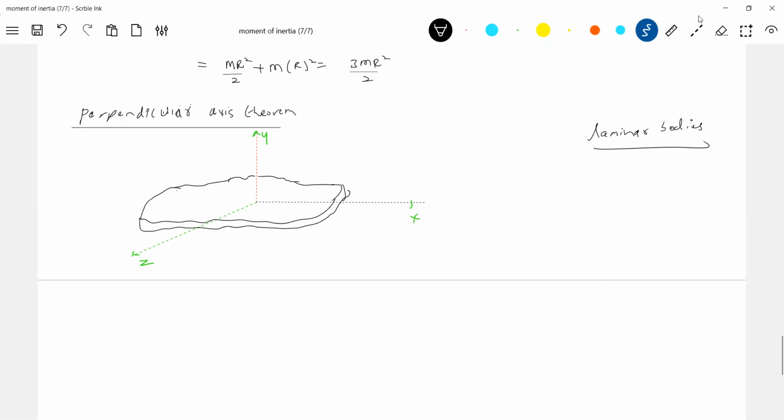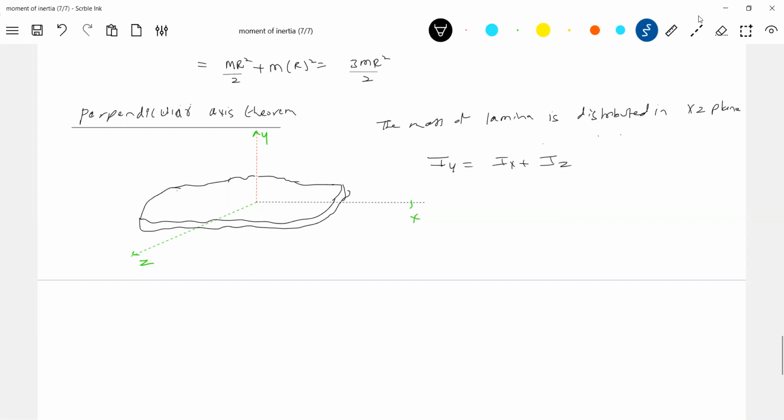This moment of inertia about laminar body. So in which plane the mass is distributed? This is very important. The mass of lamina is distributed in xz plane. Then according to this, the moment of inertia Iy is equal to Ix plus Iz.